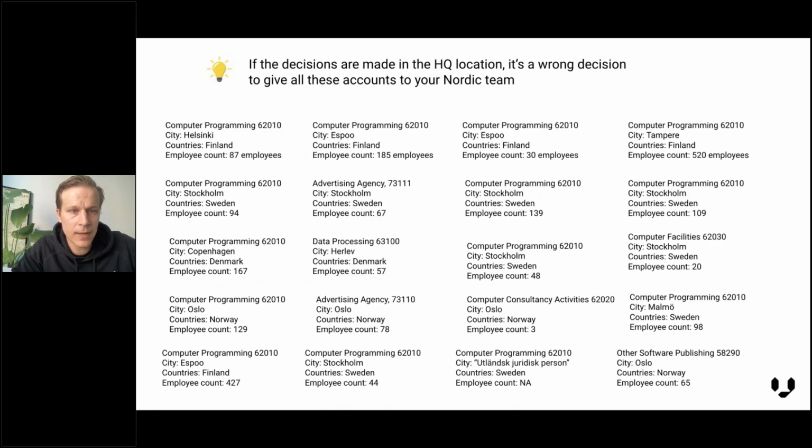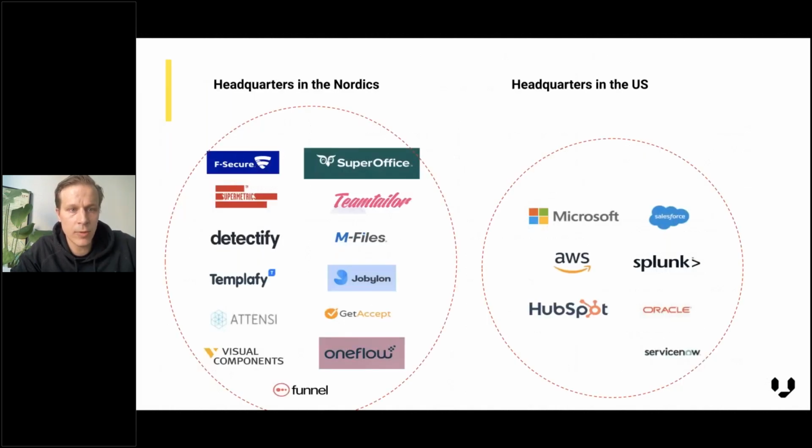Again, if we start with HQ location, if the data we have is just coming from the local authorities, and that's what we have, we would give all these 20 examples to our Nordic team, because that's the data we have. All of them are registered in the Nordics. But then if we include website insights, then we know that only some of them were actually really Nordic companies and should be approached by Nordic reps. And then we also have some companies that are US based, and maybe it makes more sense that the US team is approaching them instead of the Nordic one.